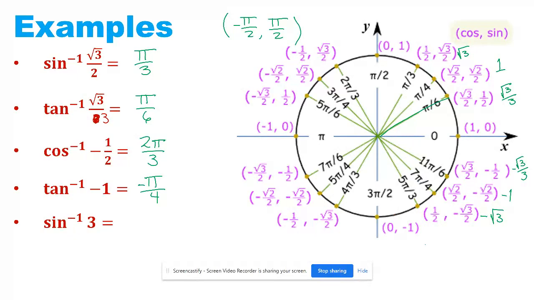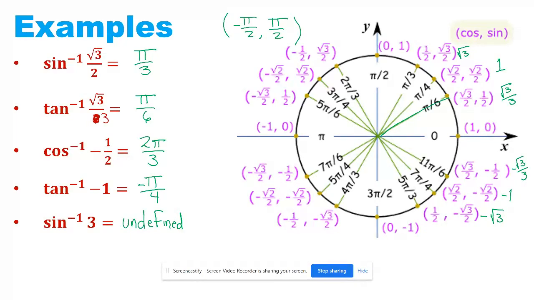And then the last one here is kind of a trick question. It says inverse sine of positive 3. And remember, a sine can only give you a value between negative 1 and positive 1. If you have a value of 3, there's no angle with that sine. So if you get a number that is greater than 1 or less than negative 1 for sine or cosine, you're going to say undefined.